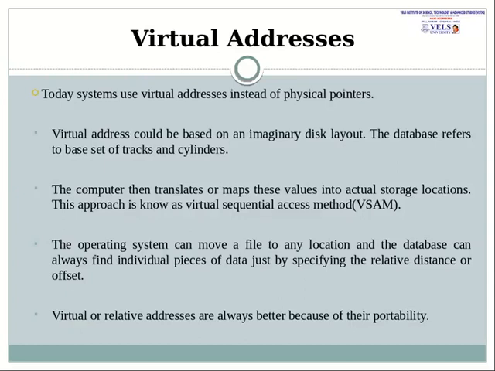In this imaginary disk layout, it is referred to as the base set of tracks and cylinders. The computer then translates or maps these values into actual storage locations. This approach is called the virtual sequential access method, that is, the VSAM method. The operating system can move a file to any location. A database can find an individual piece of data just by specifying and retrieving a distance or offset value.